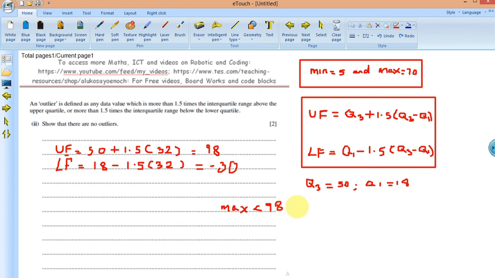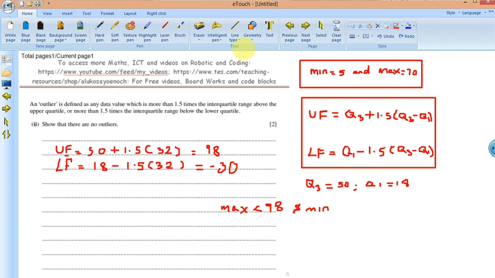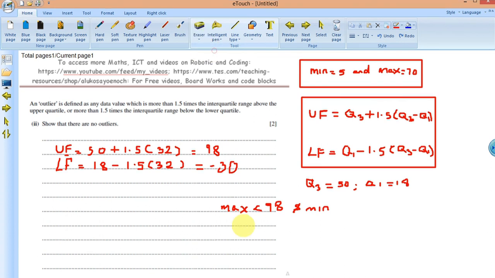and the minimum, which is 5, is greater than, or should I just use greater here? Okay, let's just compare 98 instead of this. Let's do the upper fence, you can do it vice versa, but let's just do something like this. Let me write 98 first.